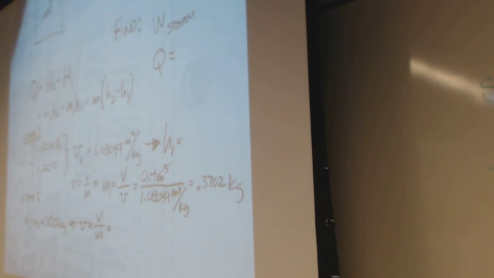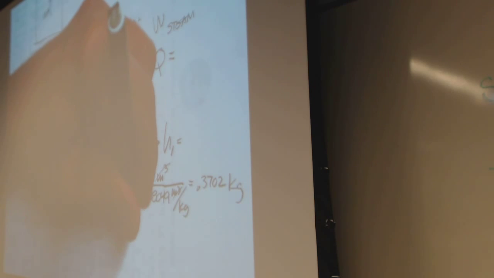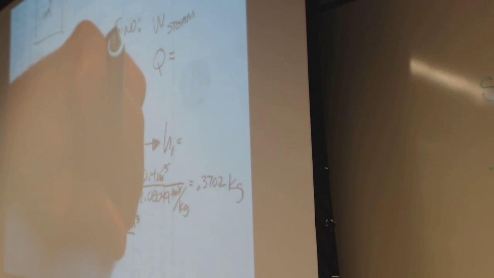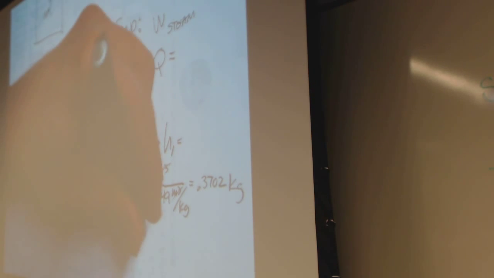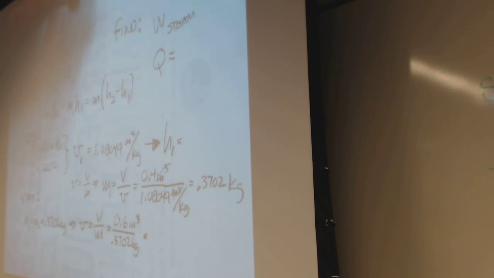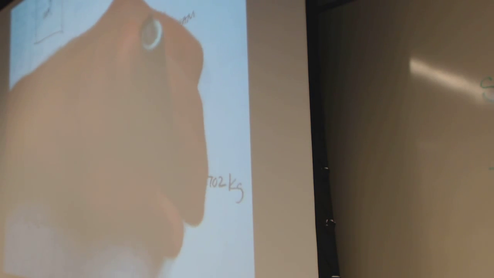Now it went up to 0.6 cubic meters total volume, using a total mass of 0.3702, and we can get a new value for that. We have that one yet? Yeah, 1.6207 meters cubed per kilogram.